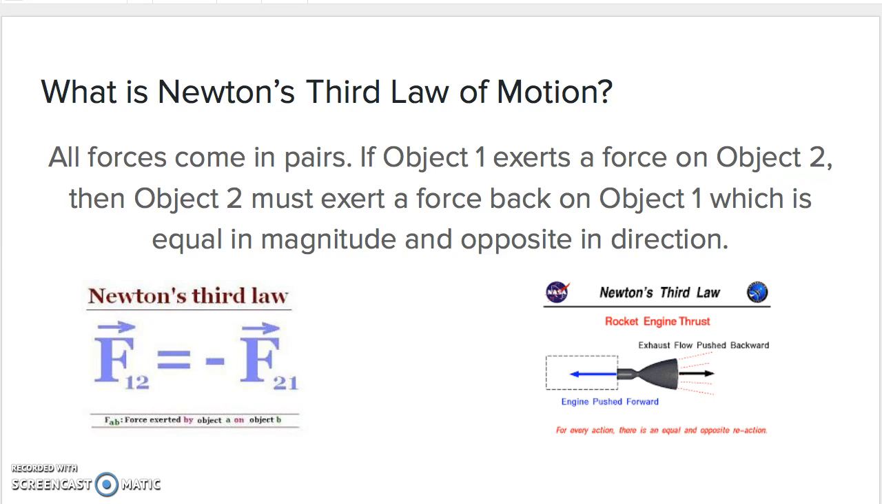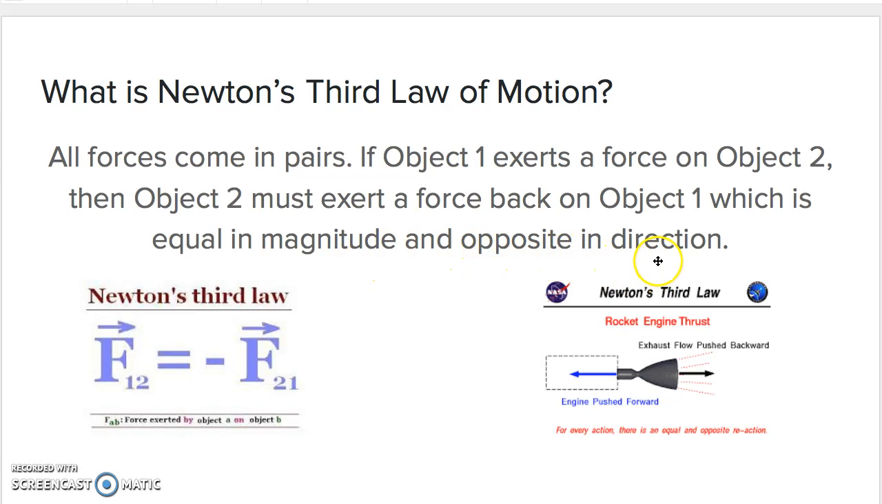So the first question that we ask is, what is Newton's Third Law? Basically what this is saying is that all forces come in pairs. If object 1 exerts a force on object 2, then object 2 must exert a force back on object 1, which is equal in magnitude and opposite in direction.